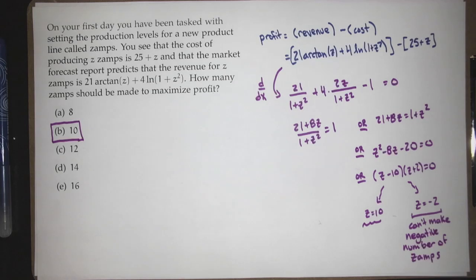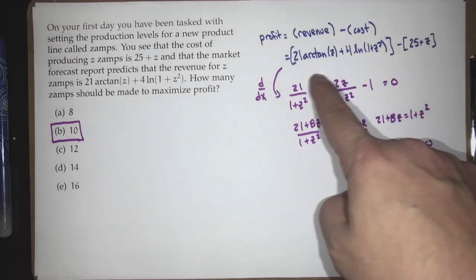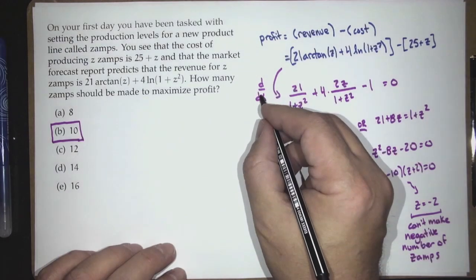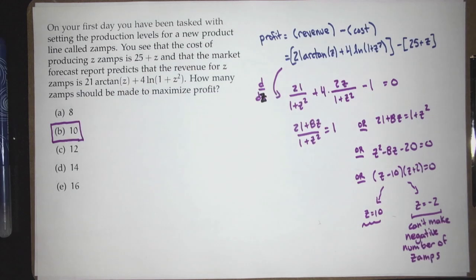You channel your inner econ 1010 and say, how do I find profit? Well, it's how much money I make, revenue, minus how much money it costs me, cost. So we take the revenue, subtract the cost. That's a function of one thing, Z. This is d dz, so take the derivative with respect to Z. And you get 21 over 1 plus Z squared plus 4 times 2Z over 1 plus Z squared and minus 1.